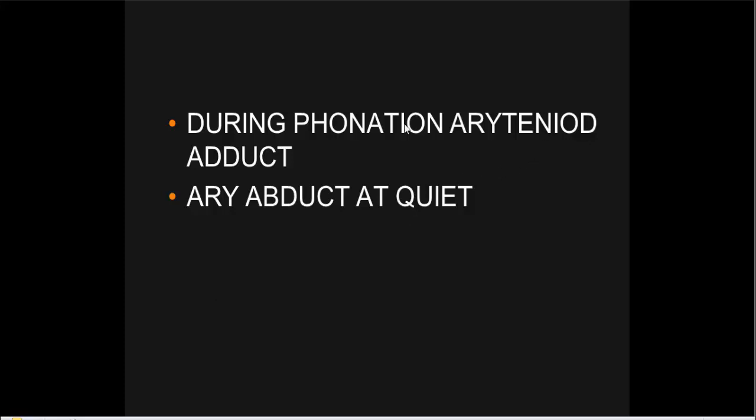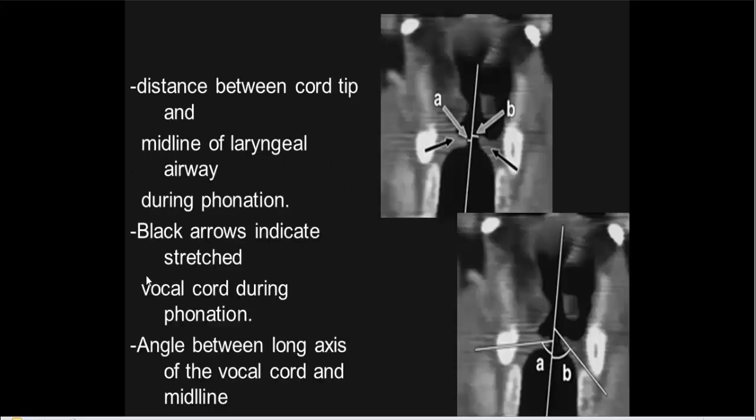The arytenoids abduct at quiet breathing; during phonation, they go medially and inward. This is the distance between the cord tip and the midline of the laryngeal airway during phonation. The midline is present in the airway of the larynx, and distance B between the tip of the cord and this midline, and distance A, must be symmetrical.